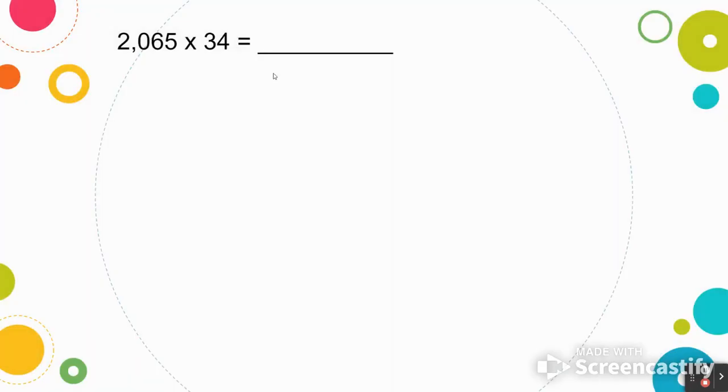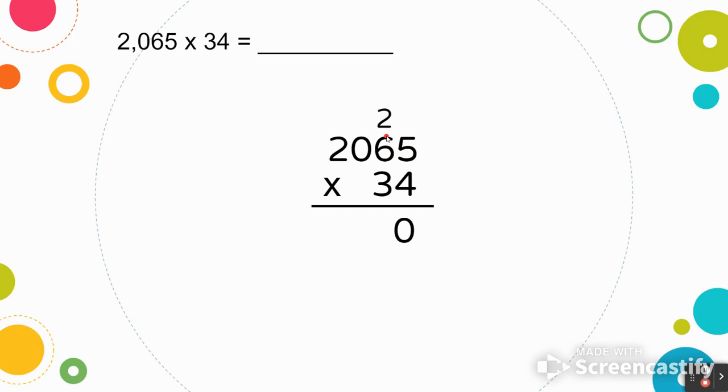For the last problem, let's multiply 2,065 times 34. We'll line these numbers up vertically, which means one on top of the other. Let's start by multiplying by the digits in the ones place. So we're going to be multiplying 4 times 5, which is 20. So 0 is going to go in the ones place. The 2 is regrouped to the top of the tens place.